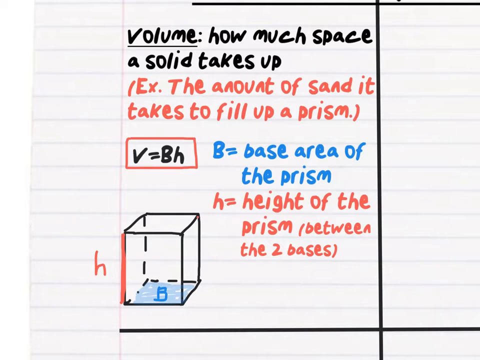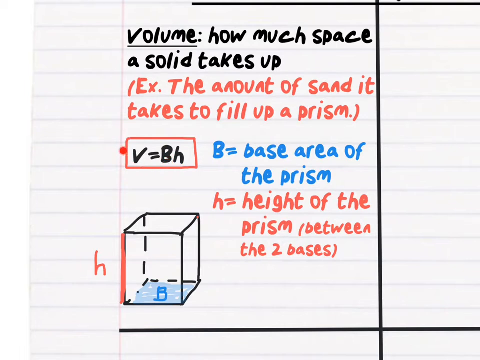So we're going to talk about volume, and volume is how much space a solid takes up. For example, it's the amount of sand it would take to fill up this prism here. Okay, so it's a 3-dimensional measurement. Now the formula for volume is right here. V equals capital BH. And notice that the B is a capital letter. And there's a reason why.